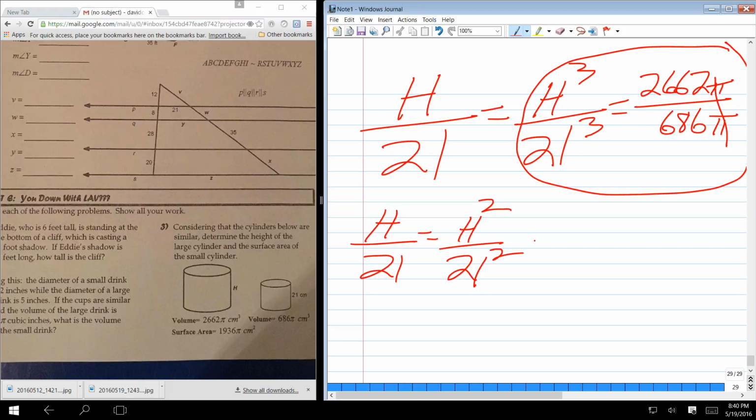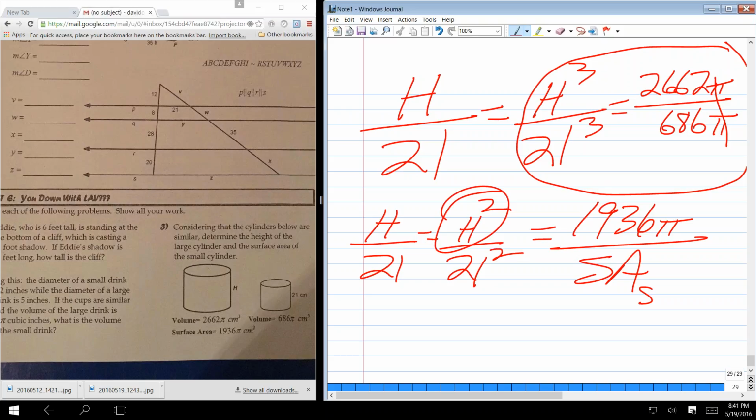Now that's equal to the surface area of the big one, 1936 pi, over the surface area of the small one. And notice we've solved for h. So I know what h squared is. So this really only has one variable in it, and that's the surface area of the small.